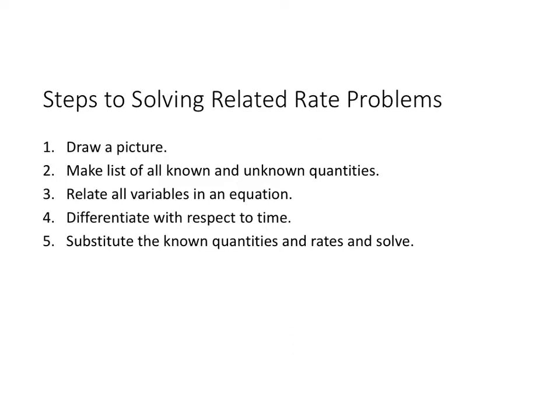Now, the steps that you need to follow whenever you're trying to solve related rate problems are the following. First thing is basically to draw a picture of whatever we're talking about. The next is to make a list of all the known and unknown quantities, okay? Because they're going to give you some information. They're going to ask you to find some information. Then you must relate all the variables in an equation. Then differentiate with respect to time. This will typically be implicit differentiation. And then lastly, substitute the known quantities and rates and solve for what they're asking you to solve for.